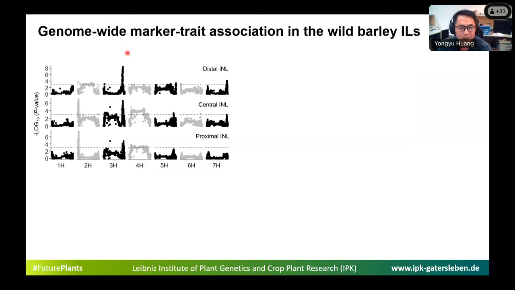1988. Next, I will talk about the genetic study in this wild barley introgression line population, and we identified, independently for distal, central, and proximal internodes, two peaks. You may already make a note that this peak corresponds to PBD1, and the second peak on the chromosome corresponds to CMDO1, or called densal.